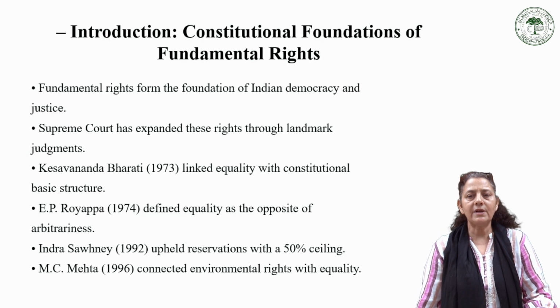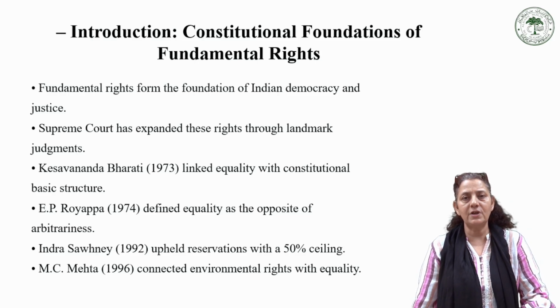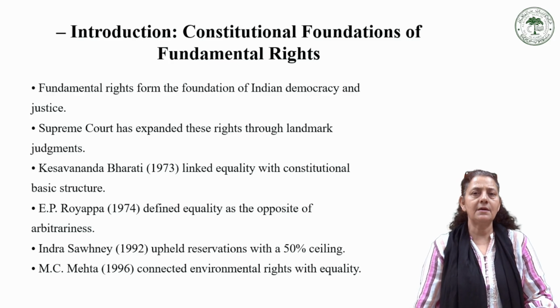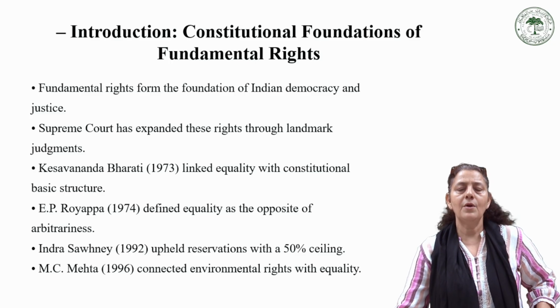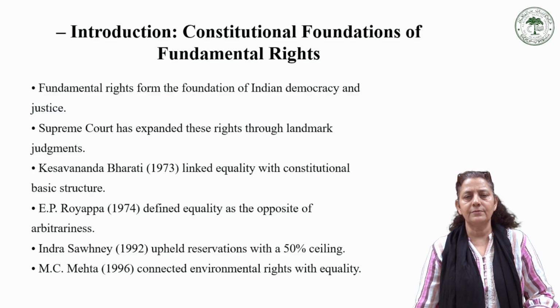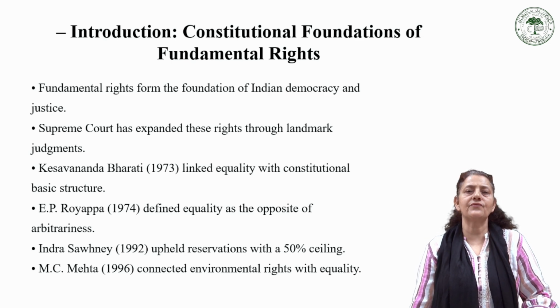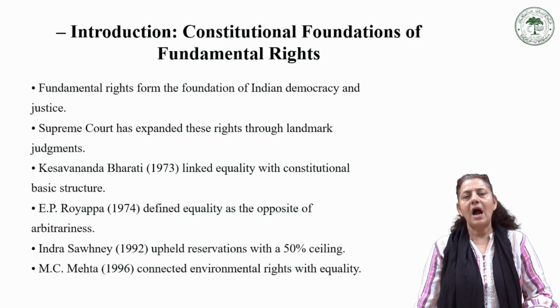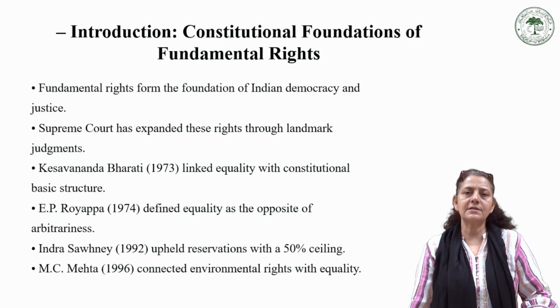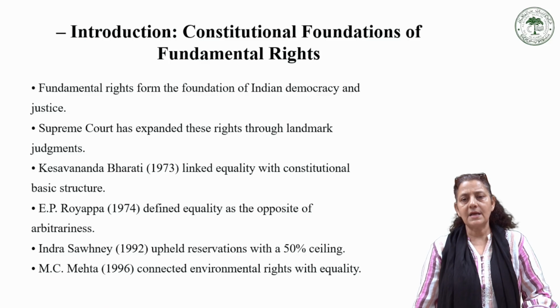The court in Kesavananda Bharati versus State of Kerala, 1973, discussed equality as part of the constitution's basic structure, emphasizing that law must be just, fair, and non-arbitrary. The decision clarified that legislative or executive action cannot violate equality principles. This judicial stance was expanded in E.P. Royappa versus State of Tamil Nadu in 1974, where arbitrariness was held as the antithesis of equality. The court ruled that administrative decisions must be free from bias and discrimination.